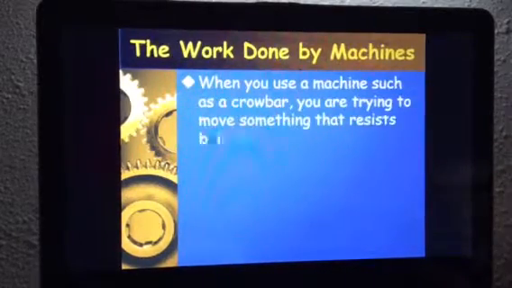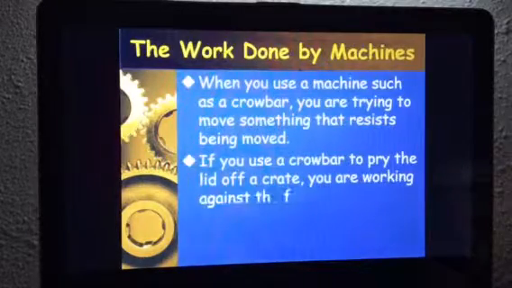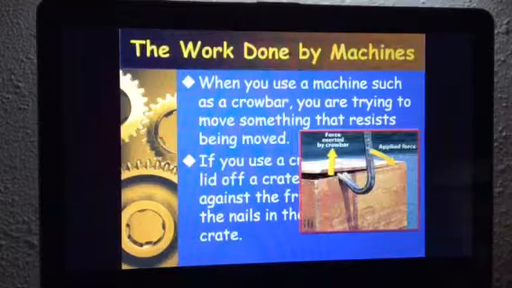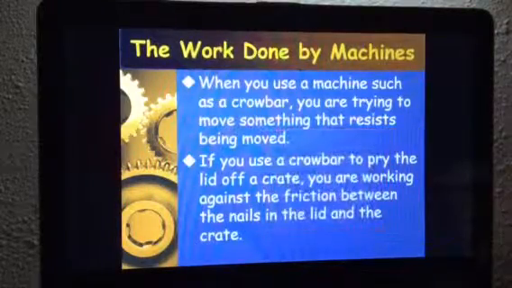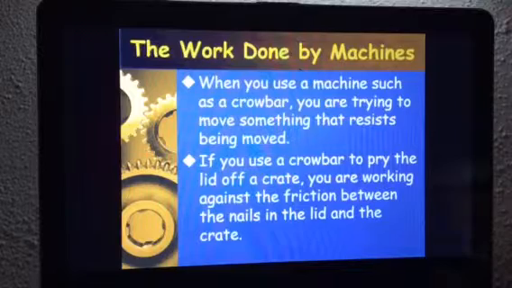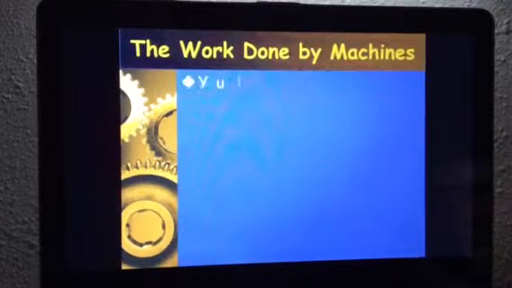When you use machines such as a crowbar, you are also applying force in a different direction. As you try to pry the lid off, your applied force is going in a different direction than the force being exerted by the crowbar onto the box, allowing you to lift the lid of the box without having to apply as much force as if you were trying to pry it up with your own fingers.